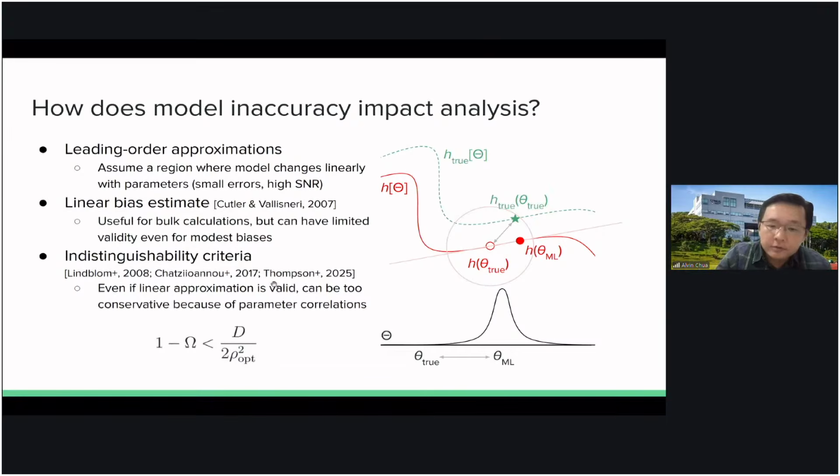indistinguishability criteria. The most common of which is the 1 sigma criterion, stated below. This requires that the mismatch between any two of the three waveforms, but traditionally it's these two, the green star and the open circle, is less than D over 2 times the optimal SNR squared, where D is the dimensionality of the parameter space.